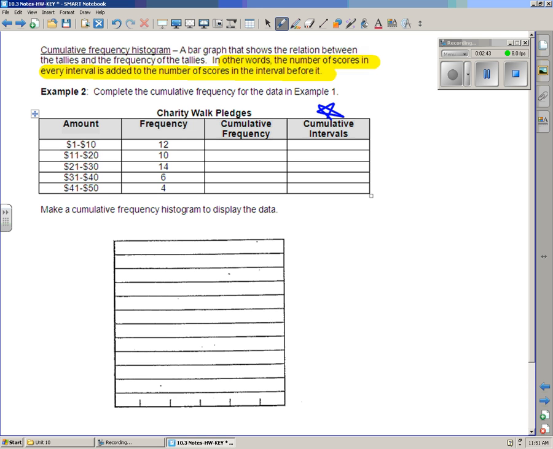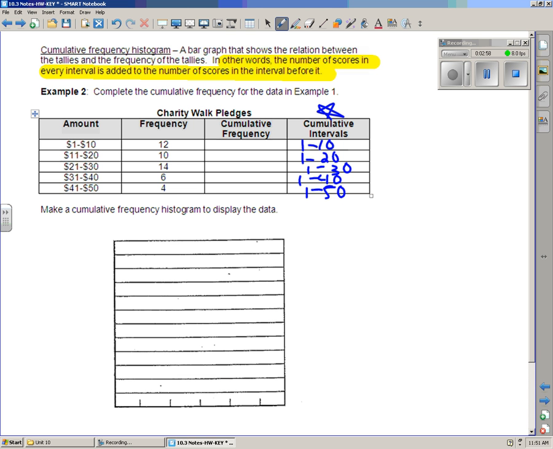So we know that the pledge amounts are from 1 to 10. But now I'm going to go back to 1, and now I'm going to make it 1 to 20. And then I'm going to go back to 1 and make it 1 to 30. And then go back to 1, 1 to 40, go back to 1, make it 1 to 50.